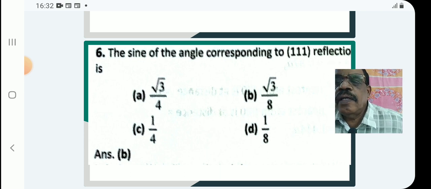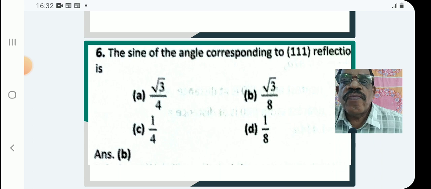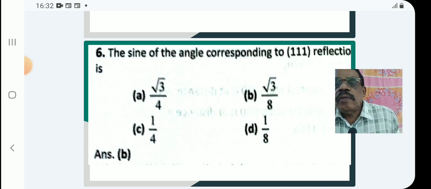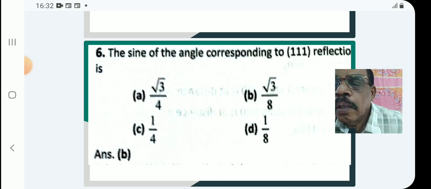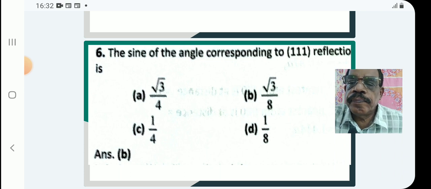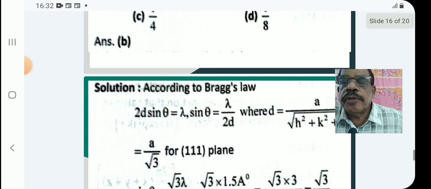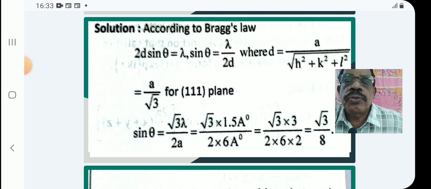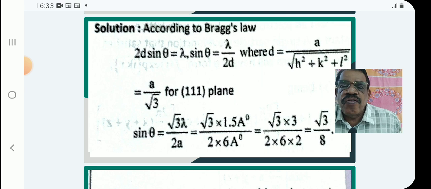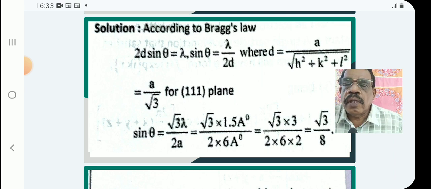Next question. The sine of the angle corresponding to the 111 reflection is √3/4, √3/8, 1/4, or 1/8. Answer is B, √3/8. Bragg's law is 2d sin theta equals n lambda; for first order, 2d sin theta is 1 lambda, so sin theta is lambda by 2d, and d is equal to a by root of h square plus k square plus l square. It is a 111 plane, therefore d is equal to a by √3.